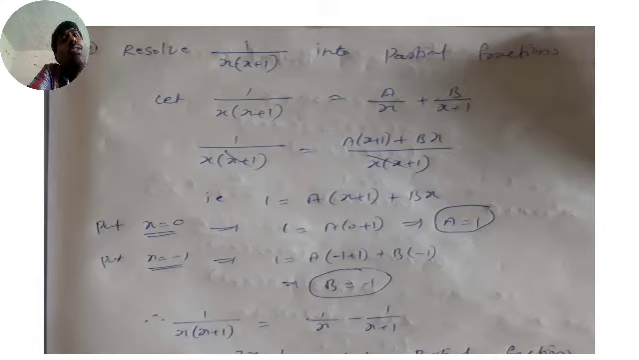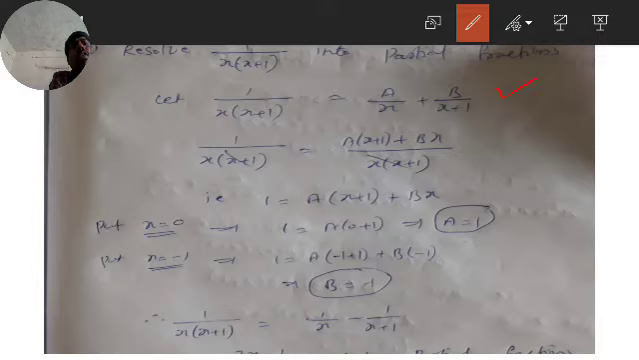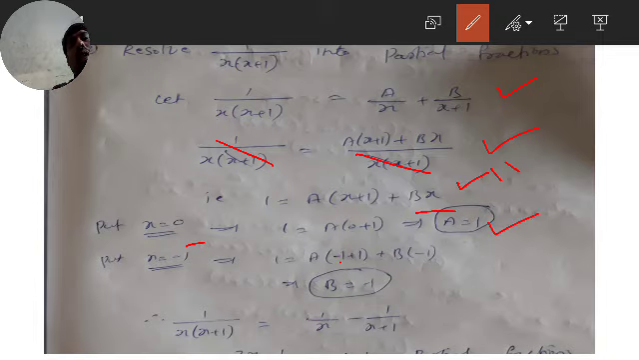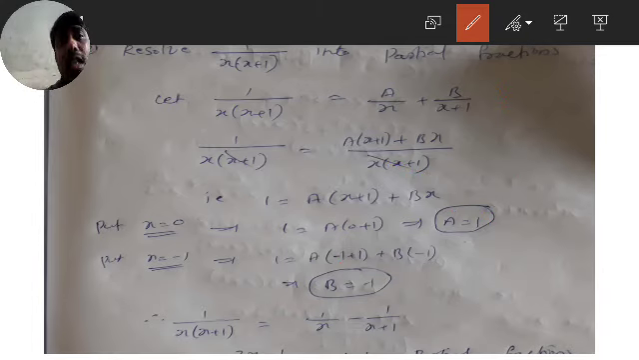Resolve 1 by x into x plus 1 into partial fractions. You see, very easy problem, similar to the previous one. 1 by x into x plus 1, you can write a by x plus b by x plus 1. 1 by x into x plus 1 can be written as, take LCM, x and x cancel, a into x plus 1, x plus 1 cancels, b into x. Denominators cancel, numerators are equal. To get a value, put x is equal to 0, you will get a is equal to 1. To get b value, put x is equal to minus 1, you get b is equal to minus 1. Substitute, you get the answer. That's it. Very similar problem. That's why I didn't explain anything, because it is very similar to the first problem.